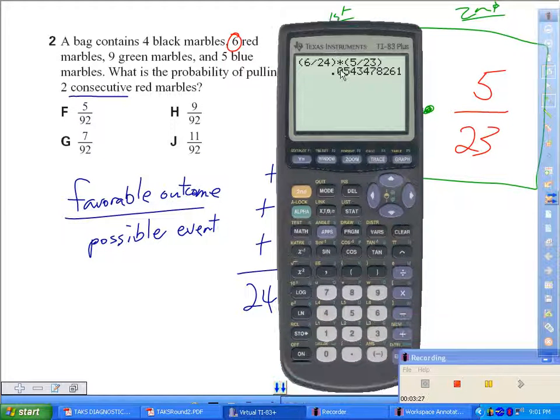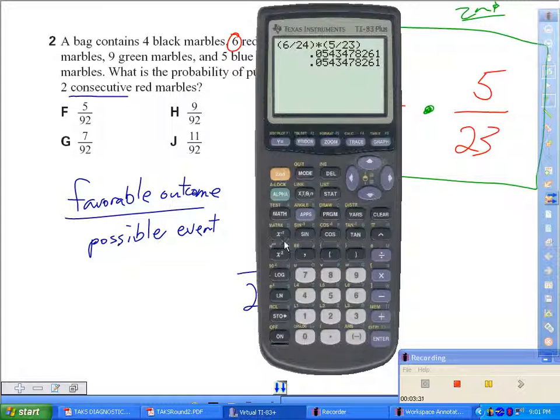What I can do though is I can convert this number into a decimal by hitting the following buttons. You see where my arrow is on this math button? Hit math, and then it's going to be defaulted on number 1 that has an arrow and says FRAC. And when you hit enter on that, what this means, guys, is it's going to convert your answer to a fraction. So you have to hit enter again, and you get your 5 out of 92.